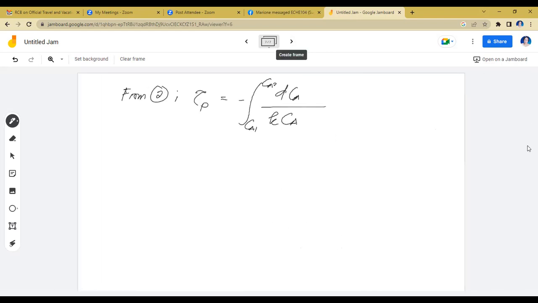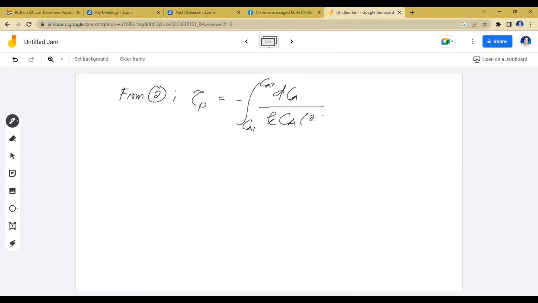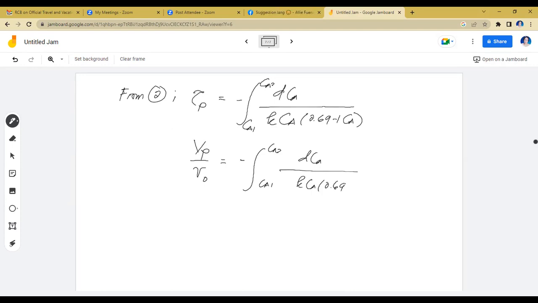So 0.69 plus Ca. So this will be your performance equation for your plug flow reactor. But we need to connect it to the first equation that we have, V sub O over K. So in this case, I'll change this one now to Vp over V sub O. And you have negative integral from Ca1 to Ca2 of dCa over KCa times 0.69 plus Ca. That's it.